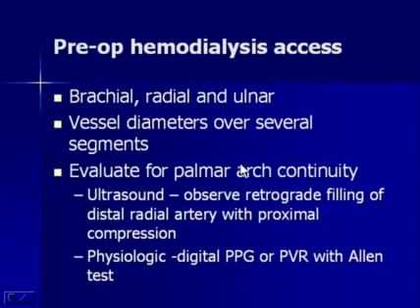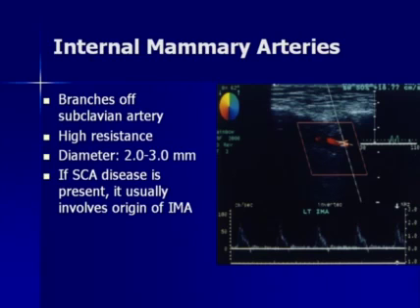If we're looking at a patient undergoing evaluation prior to a dialysis access being created, we'll usually evaluate the brachial, radial, and ulnar arteries. We're going to do several diameters of each of these vessels, and in some way we're going to evaluate the palmar arch for its patency and continuity. Whether on ultrasound or physiologic testing, most folks do some sort of adjunctive procedure to indirectly evaluate the palmar arch. As I said, IMAs are not very common.